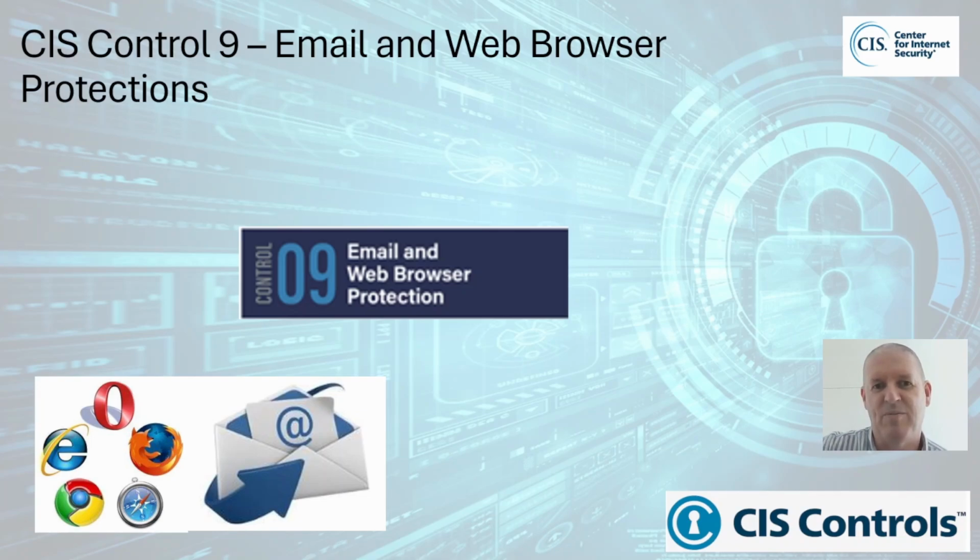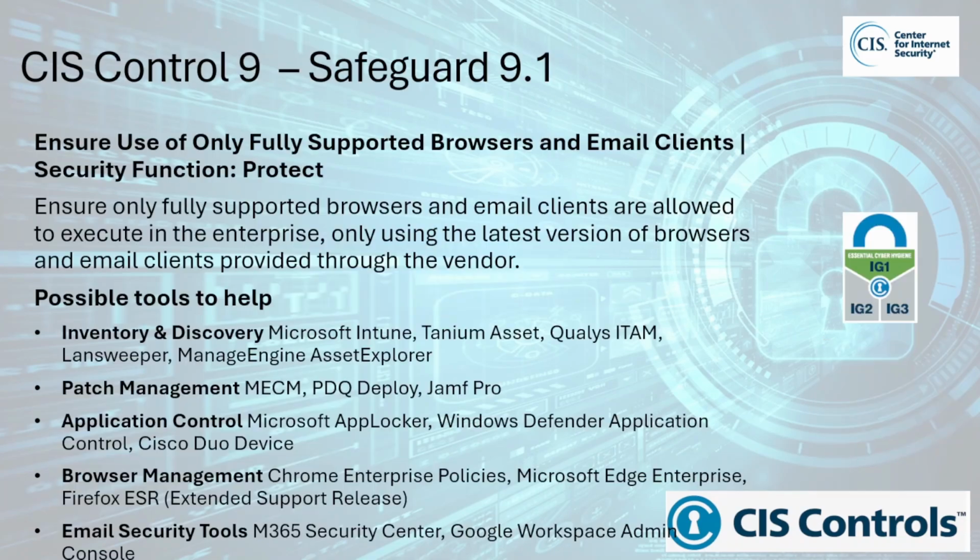Why is this important? 1. Phishing emails. Attackers trick users into clicking links or opening attachments that install malware or steal data. 2. Malicious websites. Browsers can be used to access sites that deliver exploits or collect sensitive information. 3. Unsafe scripts or plugins. Web-based JavaScript or Flash components can contain hidden exploits. 4. Email attachments. These are often used to deliver ransomware, spyware, or Trojans. Let's start learning about each of the safeguards within Control 9.